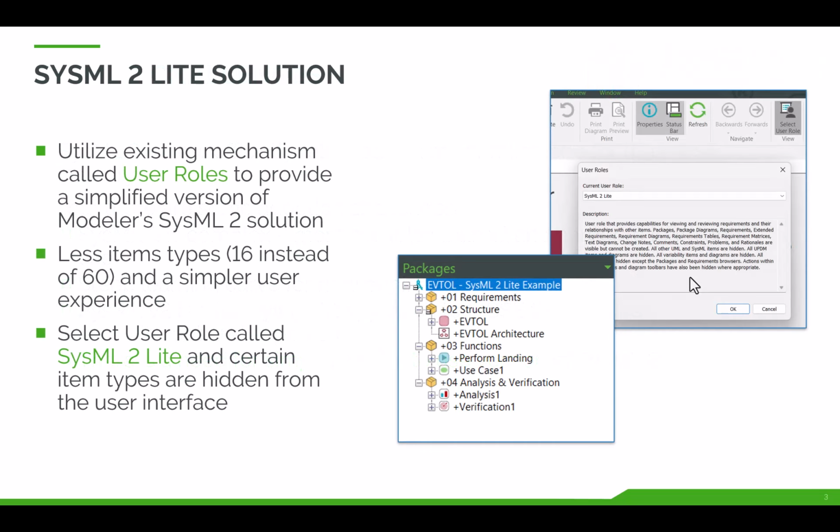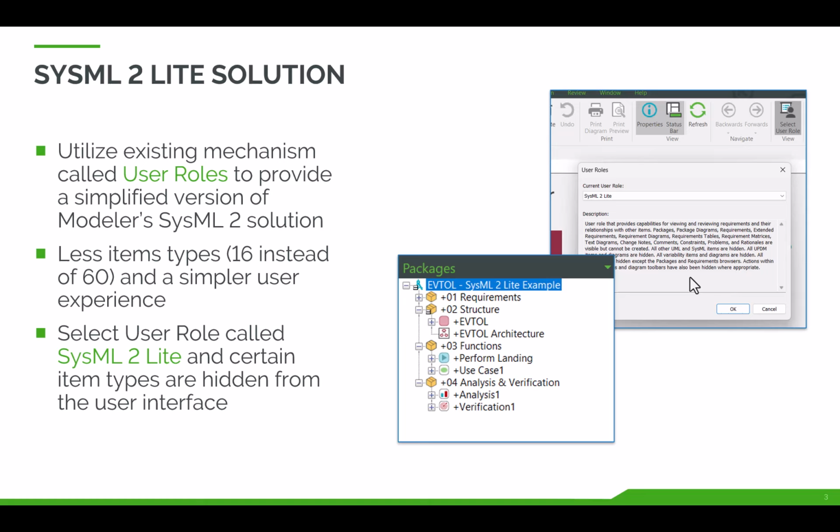In PTC Modeler, we've delivered a SysML2 Lite solution that utilizes the user roles, mechanisms, and capabilities already built into Modeler. This allows you to hide different types of items from the user interface and from the user. So we've reduced the meta model to about 16 types instead of 60. So this gives a much simpler user experience.